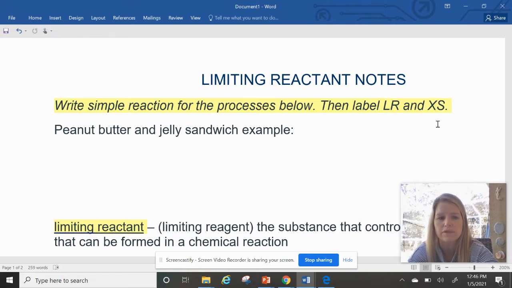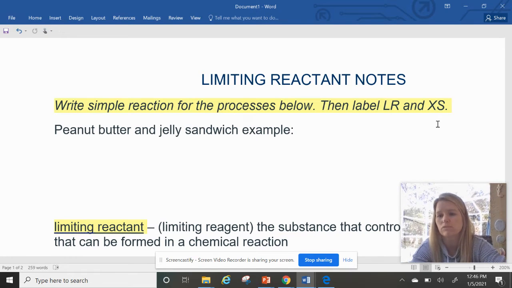So first things first, let's talk about just a real world example that would make sense to you without using much chemistry at all. So let's write a generic reaction for how you make a peanut butter jelly sandwich.